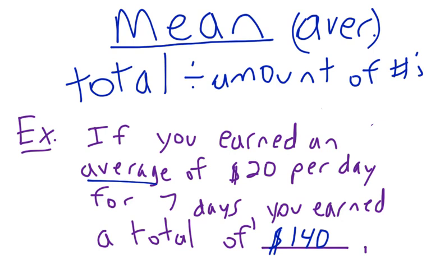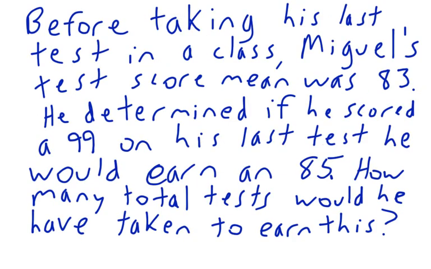Now let's apply that when we don't actually know our total, or it's going to be an X number. Alright, before taking his last test in a class, Miguel's test score mean was 83. He determined if he scored a 99 on his last test, he would earn a B- or an 85%. How many total tests would he have taken to earn this?